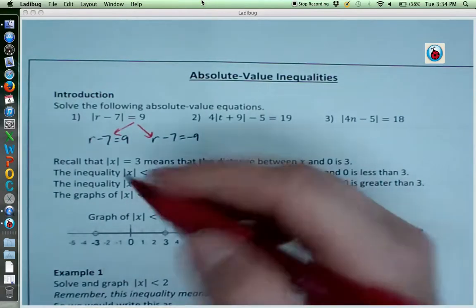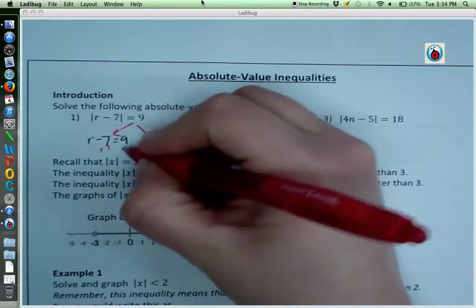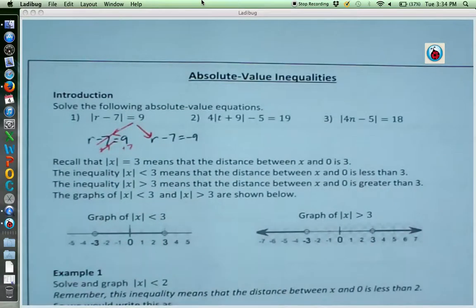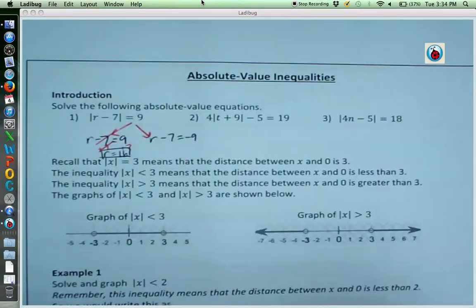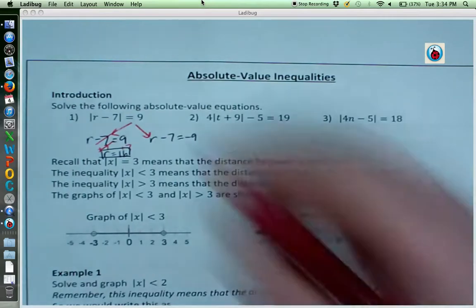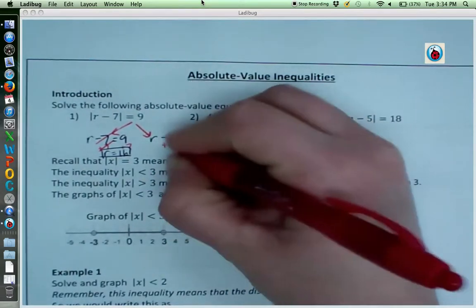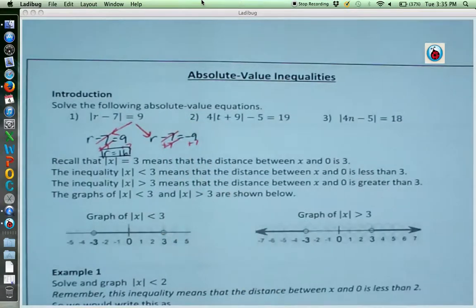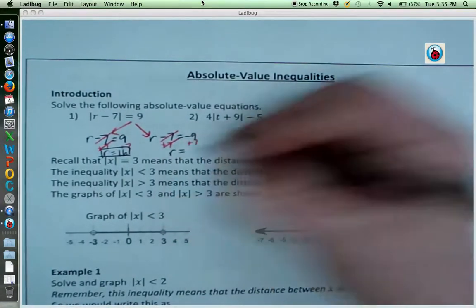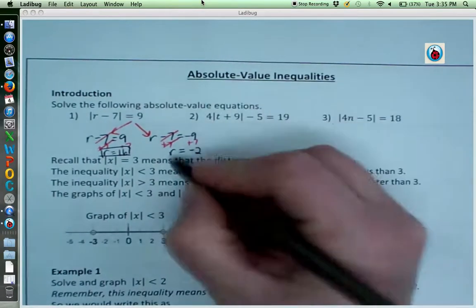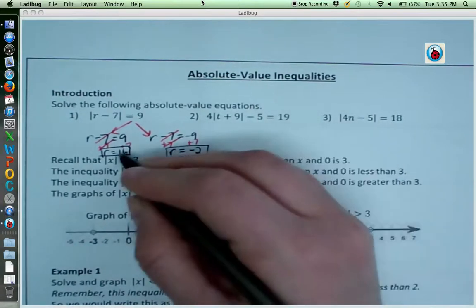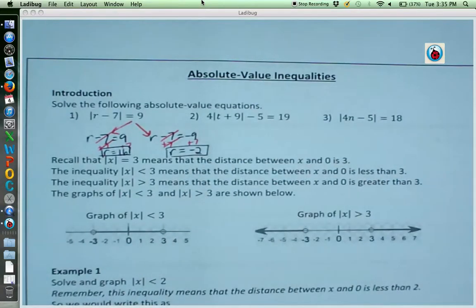If I solve these equations, I would want to add 7 to both sides, and I get an answer of r equals 16. On the other equation, I'm also going to add 7 to both sides to isolate the variable, get r by itself. I get r equals, on the right-hand side of the equal sign, negative 9 plus 7, which is negative 2. So I have these two different solutions, 16 and negative 2. They're both correct, and they are both solutions to our original equation.